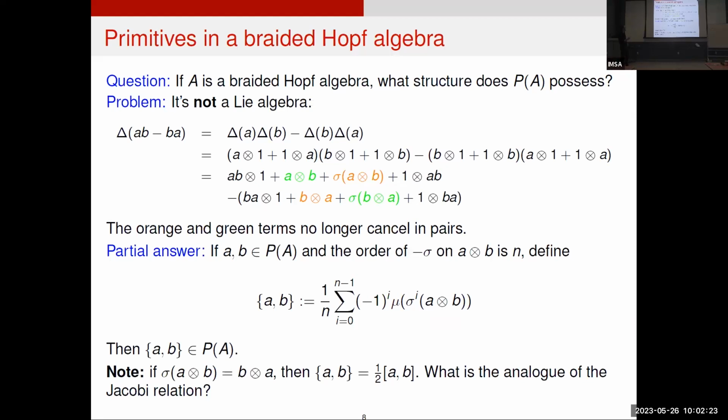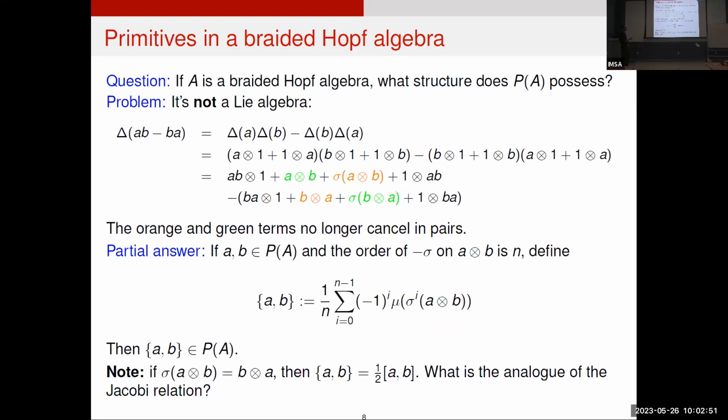So I compute the diagonal of the bracket. It's a Hopf algebra, so the diagonal of A times B is the diagonal of A times the diagonal of B, and then minus the diagonal of B times the diagonal of A. A and B are primitives, so I expand these things out. Then I do multiplication. If I multiply the A tensor 1 times the B tensor 1, I get AB tensor 1. And similarly with the A tensor 1 times the 1 tensor B, I get A tensor B.